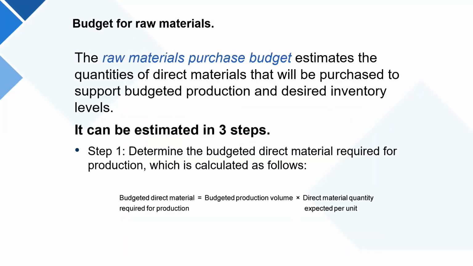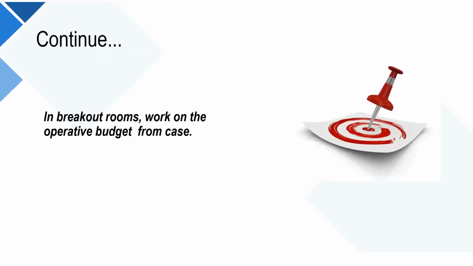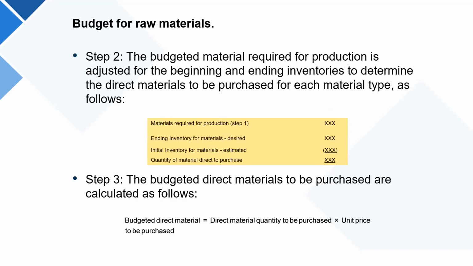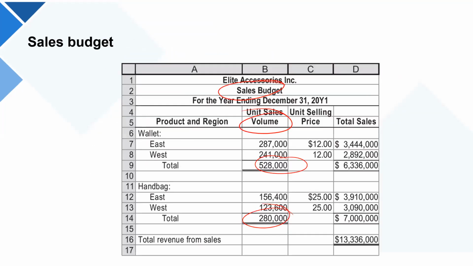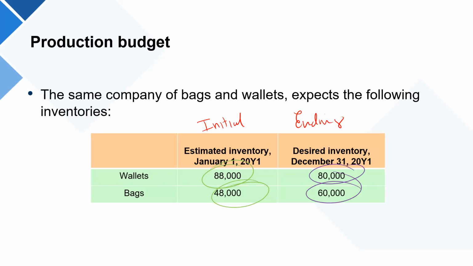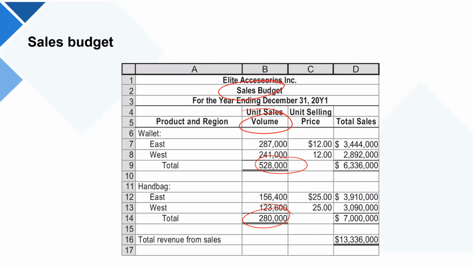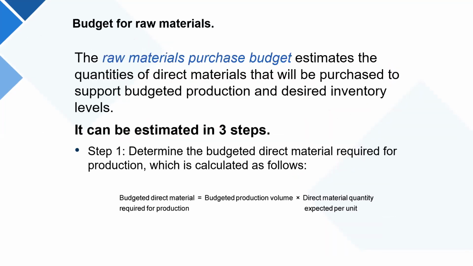The difference is that we are not going to use the sales volume. We're going to use the result from the production budget. So let's see it step by step. Okay, the raw materials: this is going to be the budget of purchases for raw materials.